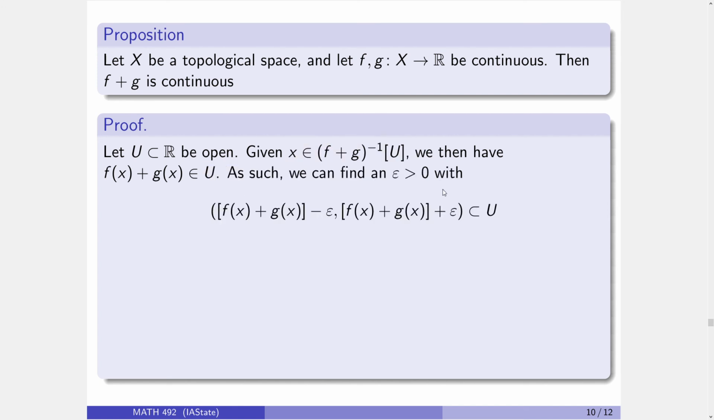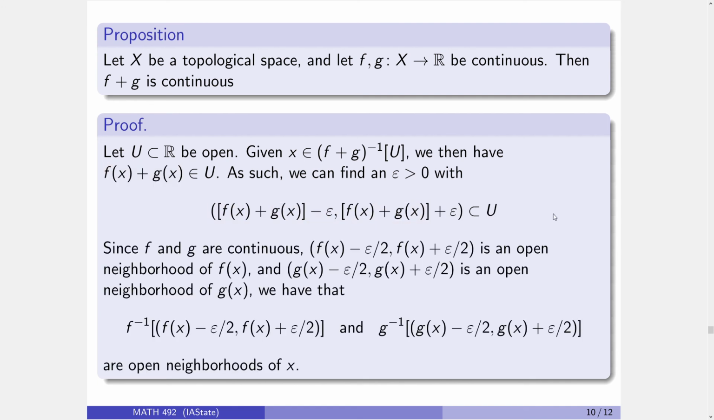What does it mean to be open in the reals? That means I can find an epsilon so that if I subtract epsilon from it and add epsilon to it, I get an interval that is a subset of u. Now, since f and g are continuous, and this is an open neighborhood of f of x, and this is an open neighborhood of g of x, this inverse image is an open neighborhood of x, and so is this inverse image. Note, I'm using the theorem that we started the lecture off with.